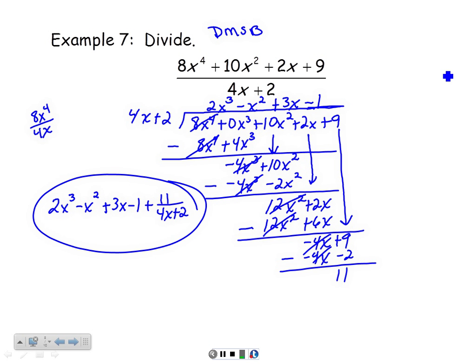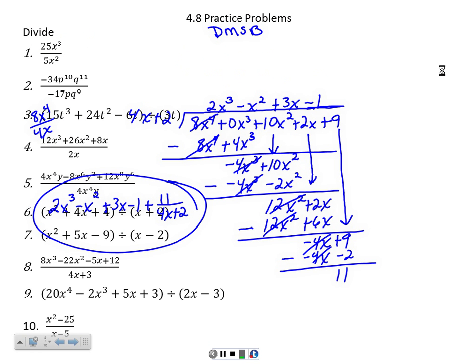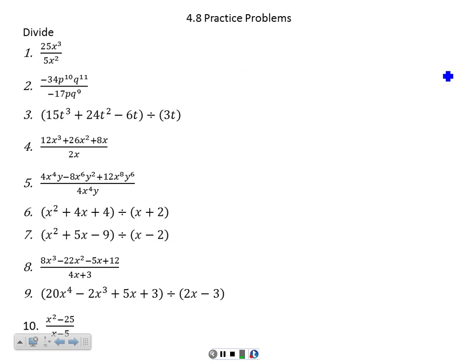So again, this is long division. It is one of the hardest things that we will do in the semester, so it will take a lot of practice for you to get this process down. So here are your practice problems. Do the best you can. Bring them into class if you have any problems, and we will talk about this in class.